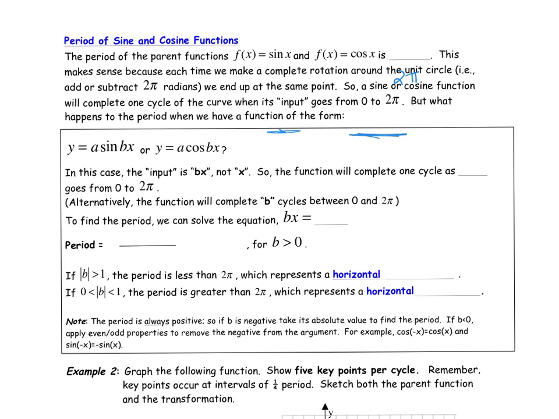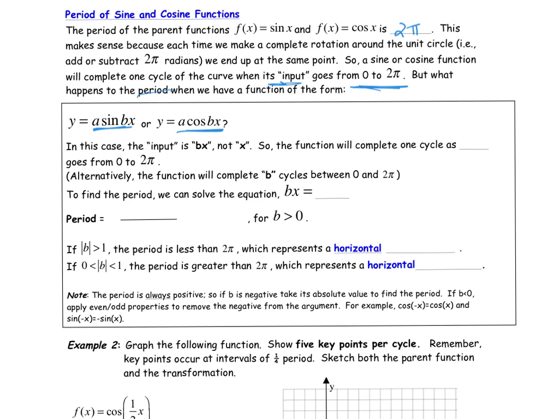But what happens to the period when we have a function of this form? So if we have a sine bx or a cosine bx. So now we are multiplying the input x by b. So we have bx and not x. So this function is going to complete one cycle as the input bx goes from 0 to 2 pi. So what does this mean?